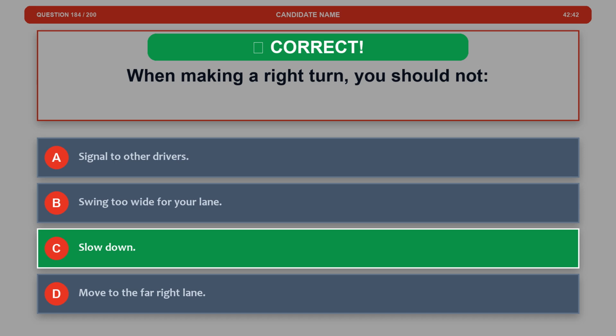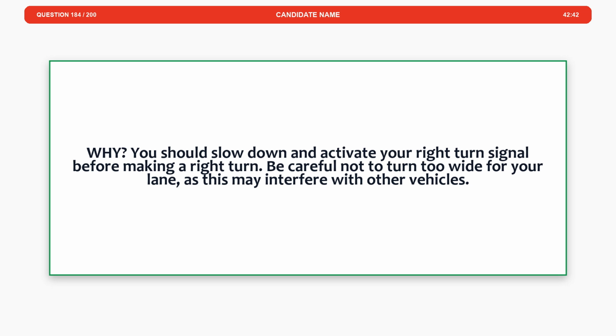The correct answer is option C, slow down. Explanation. You should slow down and activate your right turn signal before making a right turn. Be careful not to turn too wide for your lane, as this may interfere with other vehicles.